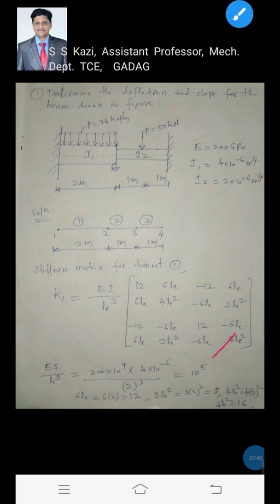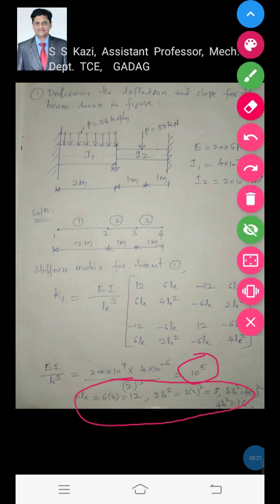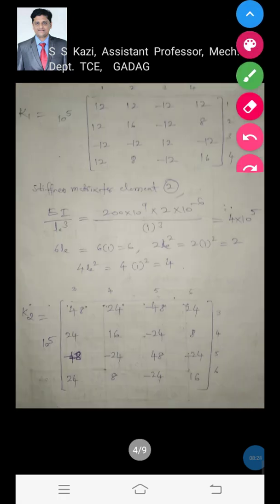Next you calculate separately all these terms: 6 LE, 2 LE square and 4 LE square. 6 times LE means 6 times 2, where LE is the length of the element, 2; 6 twos are 12. 2 LE square means 2 into 2 square, that is 8. 4 LE square means 4 into 2 square, 4 fours are 16. Like this you calculate all the values. After that keep the 10 raised to 5 term outside, and inside write all these calculated terms. Okay, next page we will move on to.